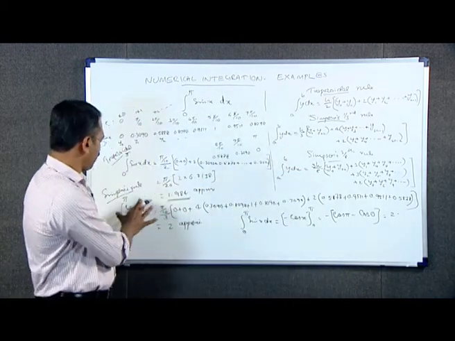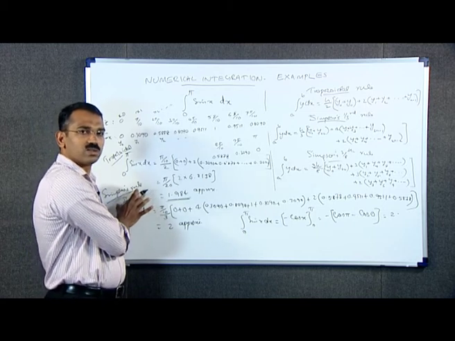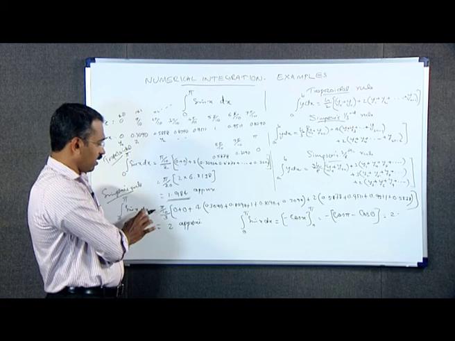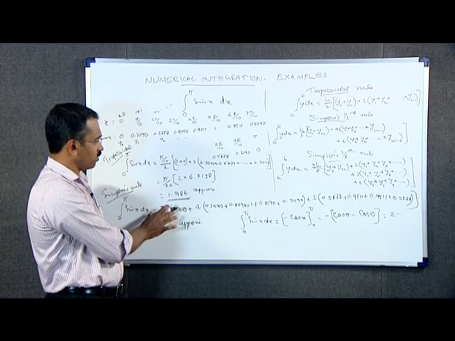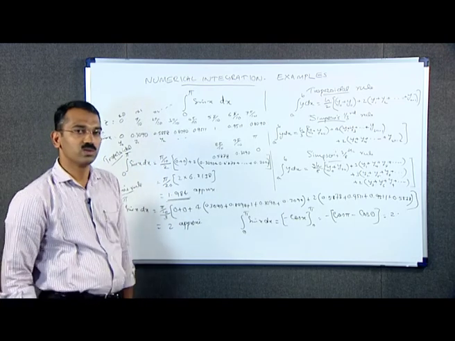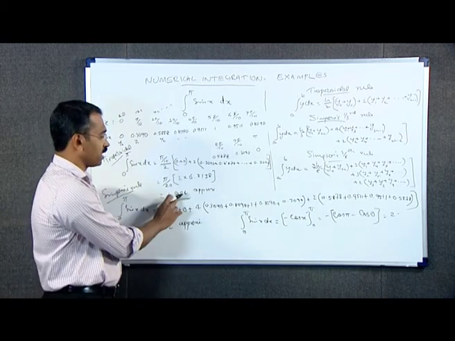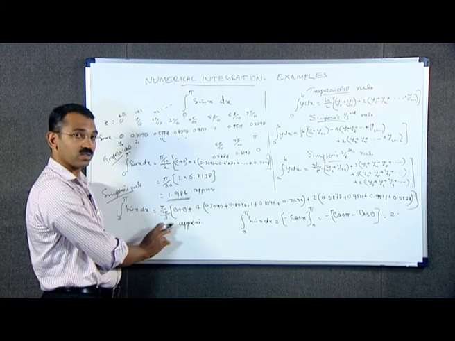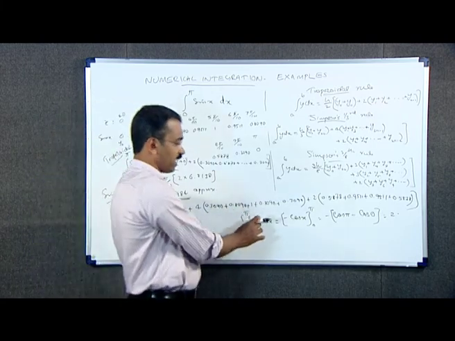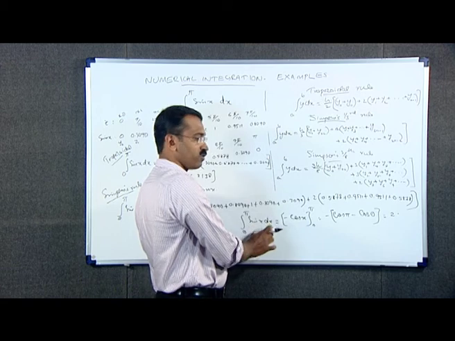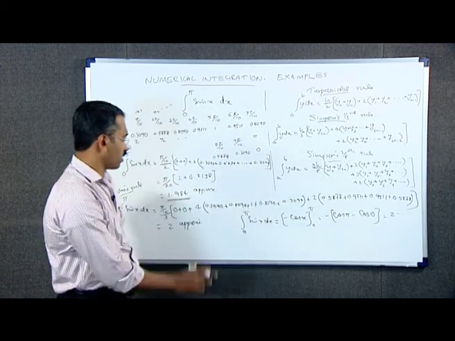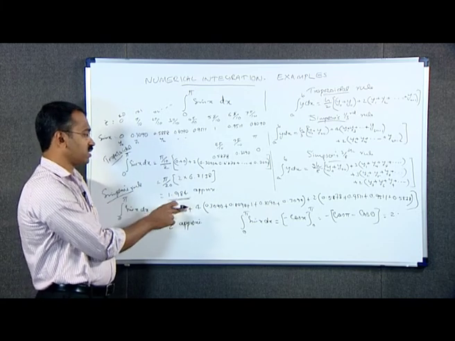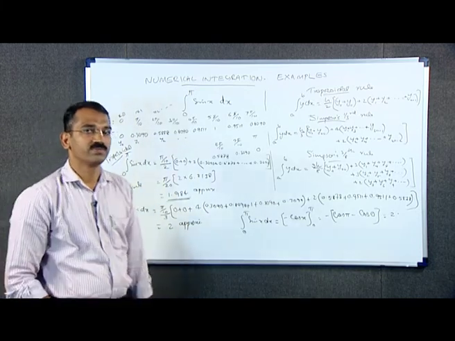Therefore, Simpson's 1/3 rule gives a more accurate value than the trapezoidal rule, which gave 1.984, while here we get the value of the same integral as 2. By actual integration, the original value of this integral is 2. On comparison, we conclude that Simpson's rule is better than the trapezoidal rule.